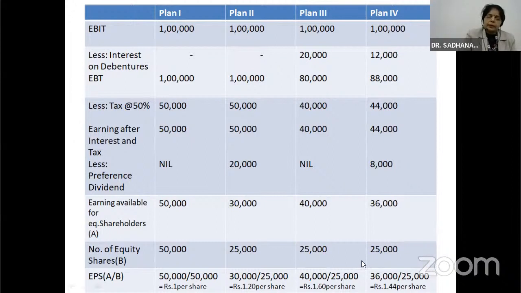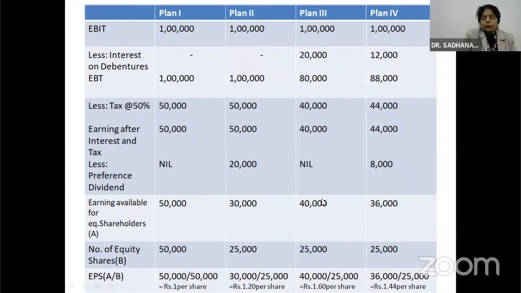In plan third, the amount of earning per share is 1.60 per share. It comes after calculating 40,000 divided by 25,000, which gives 1.60 per share. In this plan, we are using debentures and equity as a source of fund. And in plan 4, we are using equity shares, preference shares, and debentures as a source of fund, and the earning per share is 1.44 per share.